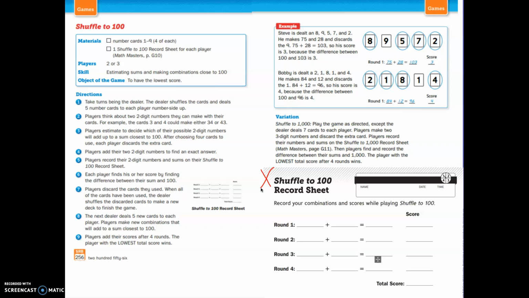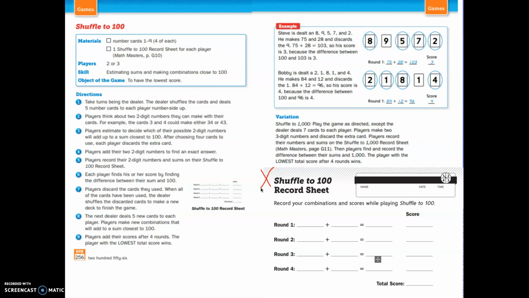And this is a game for 2 or 3 people. And the object of the game is to have the lowest score. And you're going to be working on estimating sums and making combinations close to 100. So you're going to take turns being the dealer. The dealer shuffles the cards and deals 5 number cards to each player, number side up. Players think about 2-digit numbers that they can make with their cards.